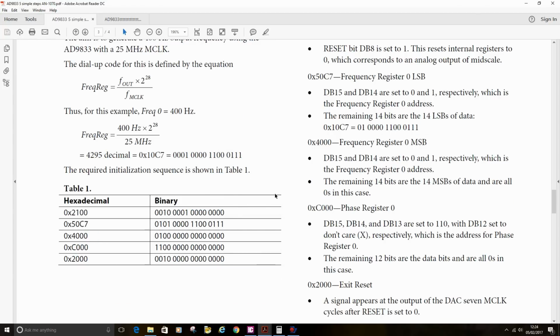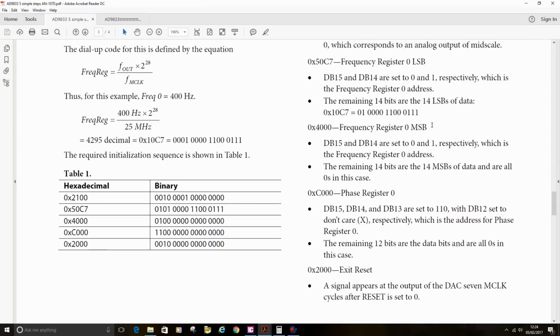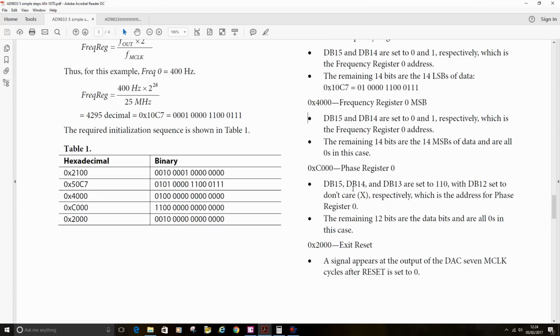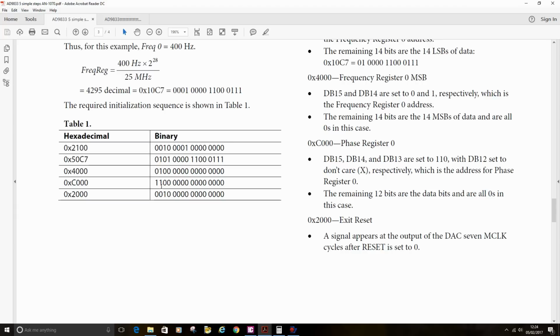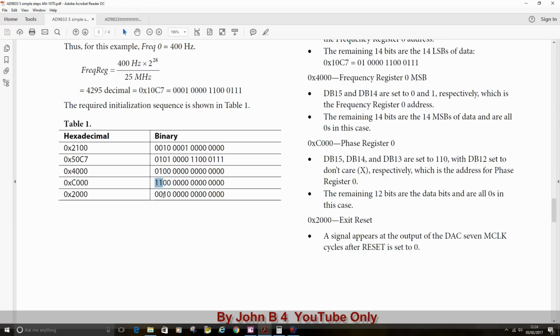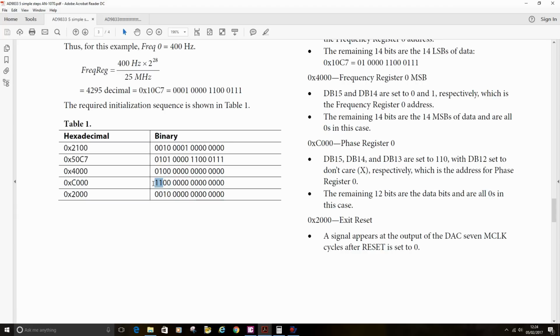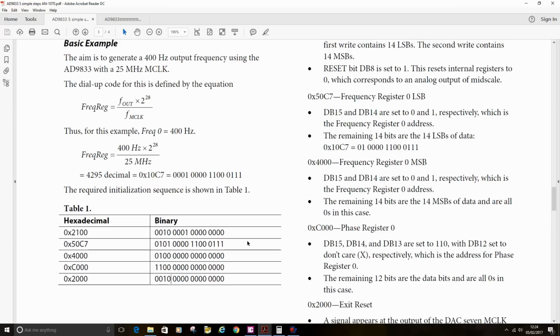And then 4000 is the frequency register most significant byte, which isn't used because we're dealing with a low number. Next register, phase shift, is just by default 1 1 up here. So you can see bit 15 and 14 are 1 1. And then to exit the program, we just put a 1 there. Simple when you know how.